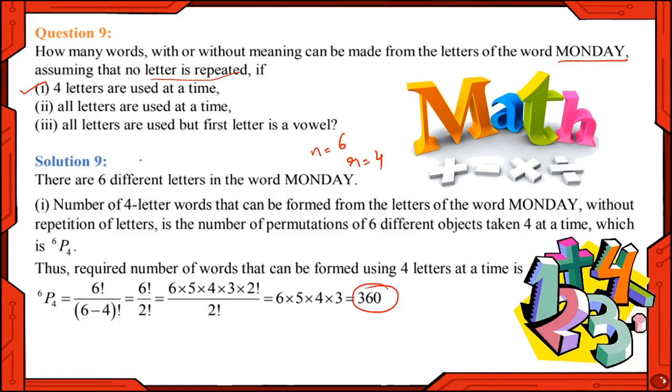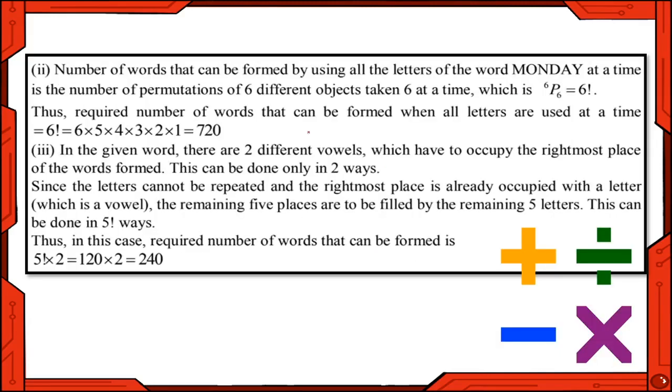Very simple question. All letters are used at a time. It means 6P6, right? And the third is all letters are used, but the first letter is a vowel. Now the third part we are going to discuss.